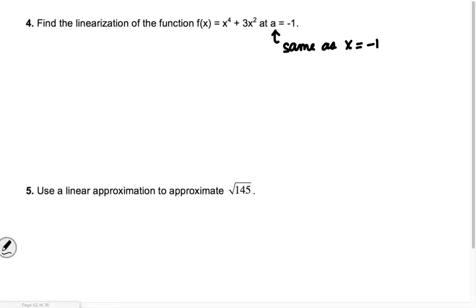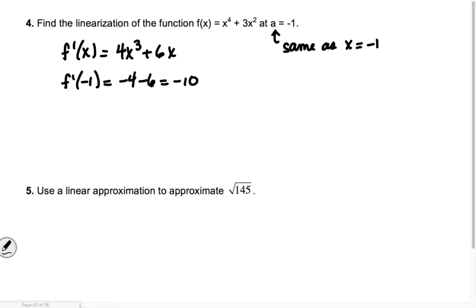Because in the linearization formula, the one that I didn't show you in the book, it uses an a. So that would be the same process. This is just asking for the tangent line approximation. I'm not using it to approximate anything. So for this one, I do f prime of x equals 4x cubed plus 6x, and I plug in negative 1 to get my slope. So I get negative 4 minus 6, which is negative 10. That's m. My point is negative 1 comma something.